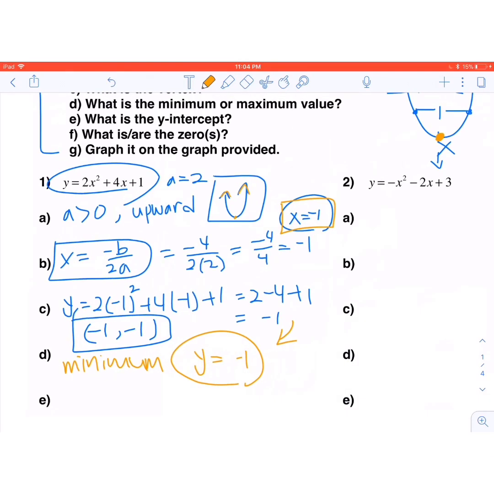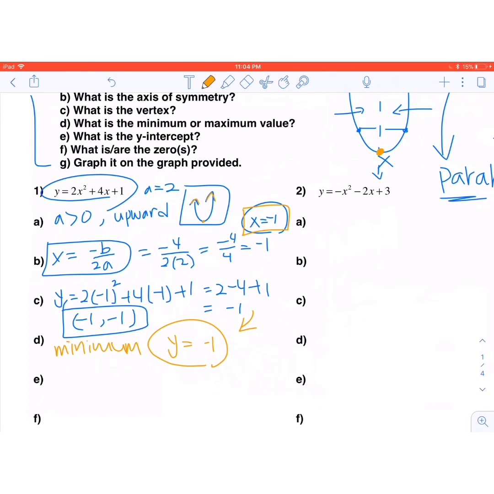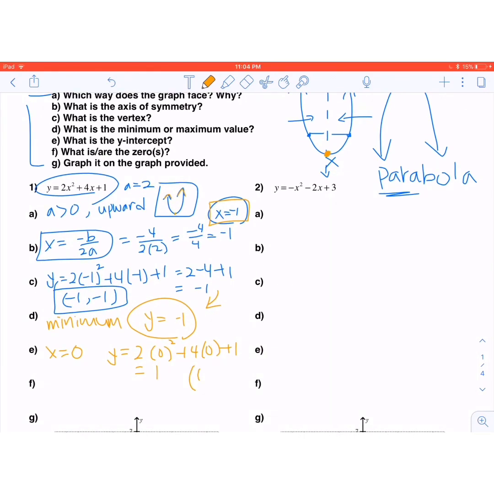Then question E is asking what is the y-intercept? So the y-intercept, we let x equal 0 like we always do to find the y-intercept. So y is equal to 2 times 0 squared plus 4 times 0 plus 1, equal to 1. So we have a y-intercept at 0, 1. So far we have found 2 points.